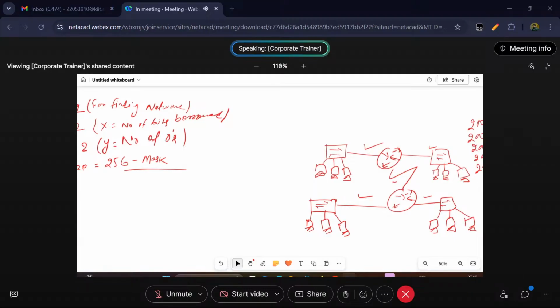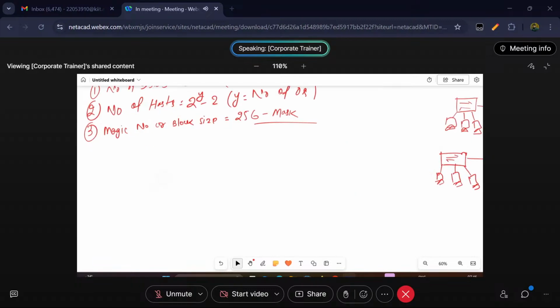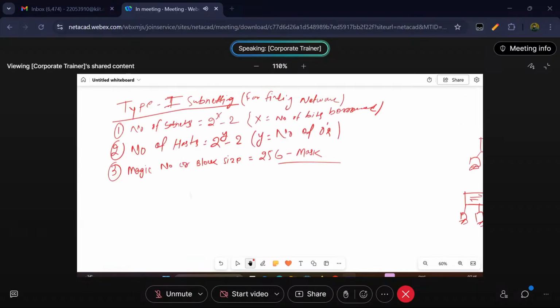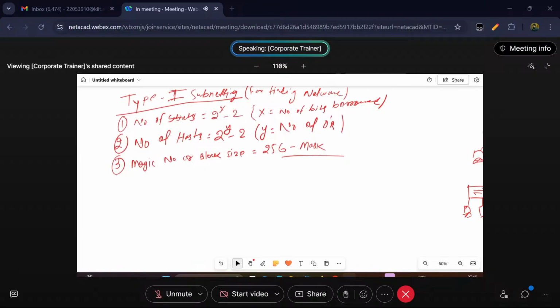And if you use classful IP, suppose you have used class C IP, in each and every network you can configure 254 hosts, but suppose you require fewer hosts, then there is going to be wastage of IPs, right? But our requirement is only 5 networks. So on the basis of networks, these 3 formulas which I have written on top can be applied in type 1 subnetting, I mean for finding the network. So how will we calculate?